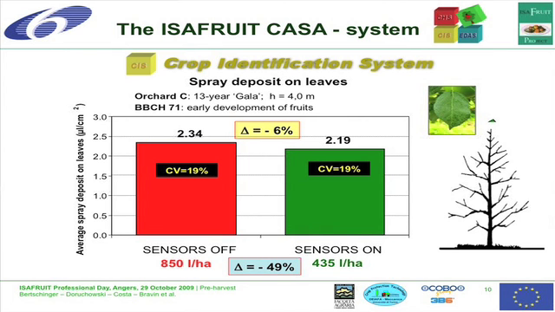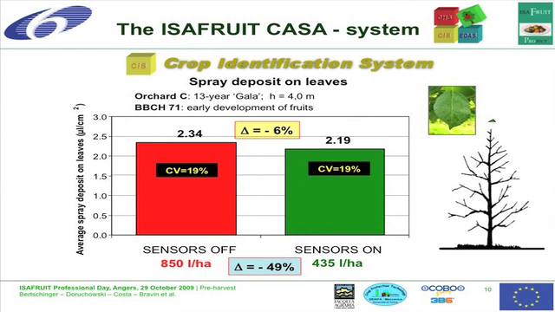If you look at the results of the CIS, this is of course just some very few selected results. If you look here at the average spray deposit on the leaves, and here at the situation when the sensors are off, and here at the situation when the sensors are on. This was in a 13-year-old Gala orchard of a height of 4 meters, and at the early development of the fruitlets. So you see the variability of the application is the same in both situations.